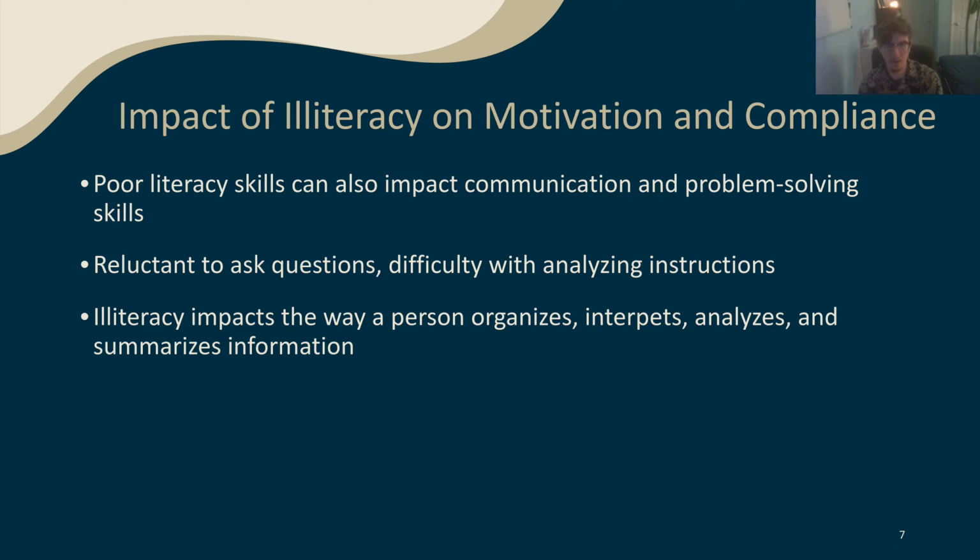understanding it. All these things are going to cause patients to feel frustrated, feel like they're not being heard, and feel like they're not getting their problems solved because they don't understand what you're trying to tell them and they don't really know how to voice that. And so this creates huge problems with motivation and compliance.